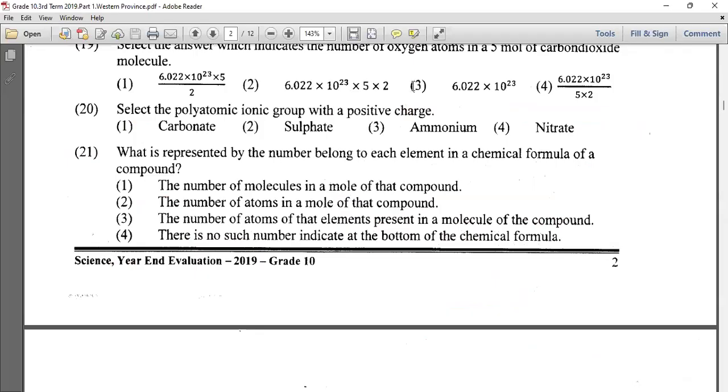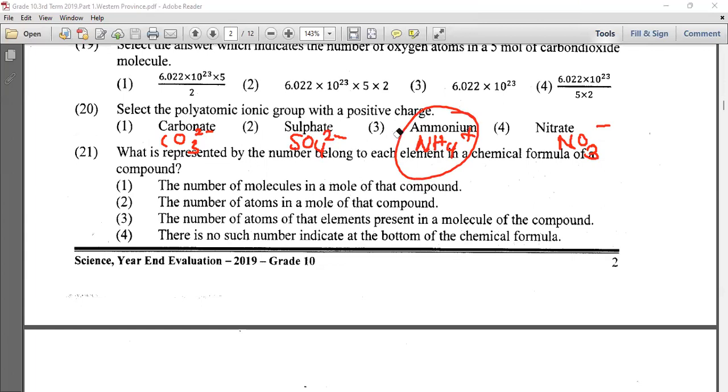Select the polyatomic ion with a positive charge. Okay. Carbonate CO3 2 minus. Sulfate SO4 2 minus. Nitrate NO3 minus. Ammonium NH4 plus. So this is the answer.